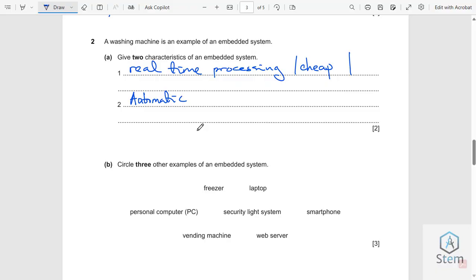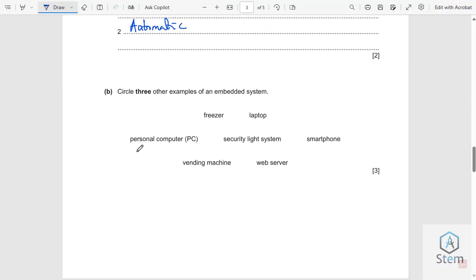Usually, embedded systems are part of a bigger mechanical or electric structure. So that's another characteristic to consider. Let's go to 3 examples of embedded systems. We find these in freezers, the lighting system, and the vending machine.